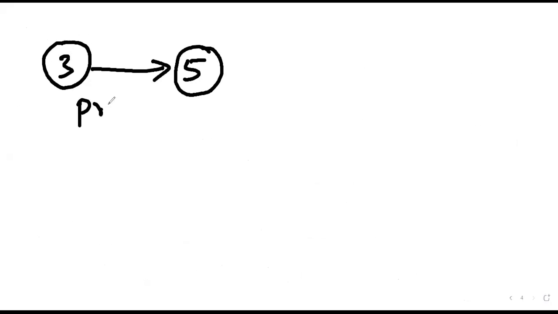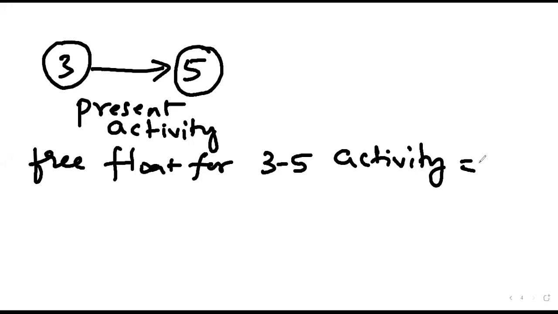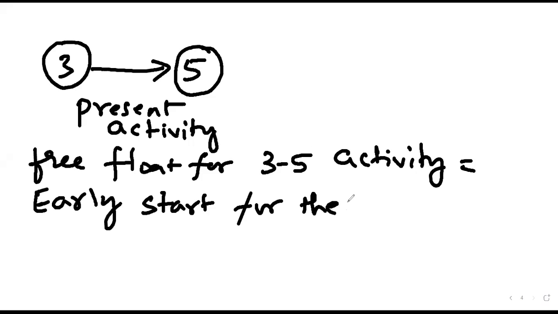we have this 3-5 activity. We were supposed to determine the free float for 3-5 activities. This is the present activity, and there is no next activity. Correct? So free float for 3-5 activity is equal to early start for the next activity.